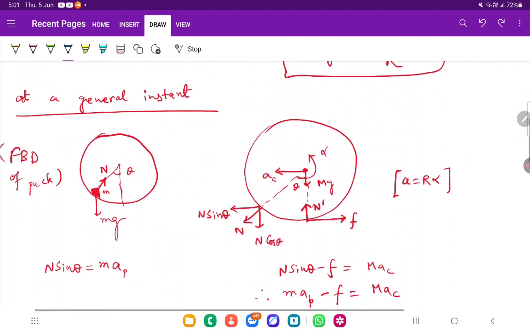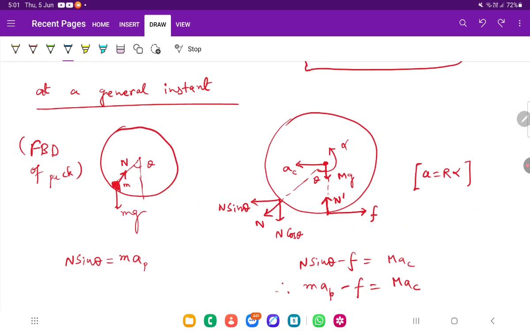Let's proceed. Now I have shown you the diagram at a general instant, because the puck was released at this point and it will finally reach this bottommost point. And I have shown you an intermediate situation where the puck is making an angle theta with the vertical line, and these are the two FBDs. This is the FBD of the puck, where N is the normal reaction or the interaction force of the puck with the cylinder, and mg is its weight acting downward. So this horizontal component will be N sin theta. So I can write N sin theta equal to M a_P, where a_P I have assumed as the acceleration of the puck. Okay, so this will be N sin theta equal to M a_P, and this is the FBD of cylinder.